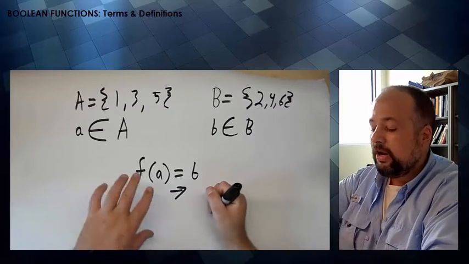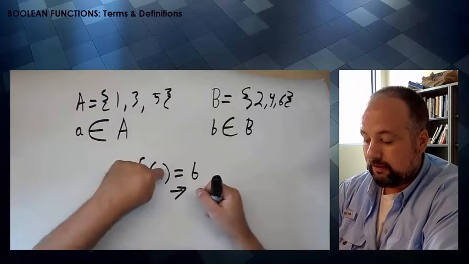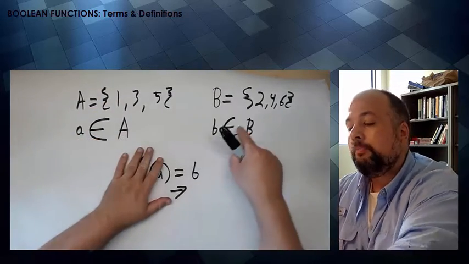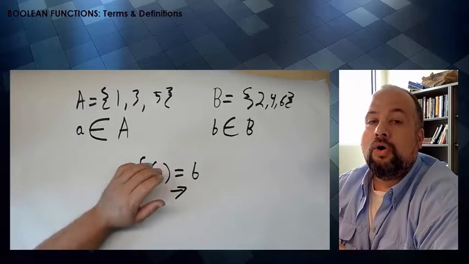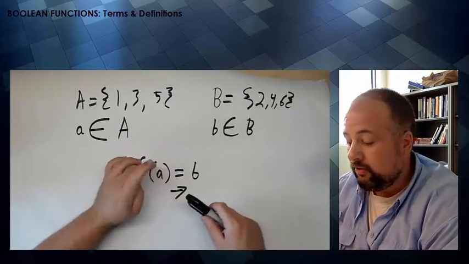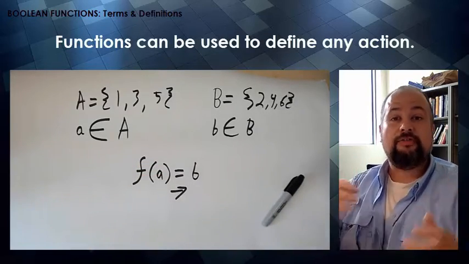That means whatever our function does, if you give it an input from set A, because a is within A, the output will be within set B. That's what this means. What does that mean for this function? What does this function do? Does whatever we want it to do. We can define it however we want.